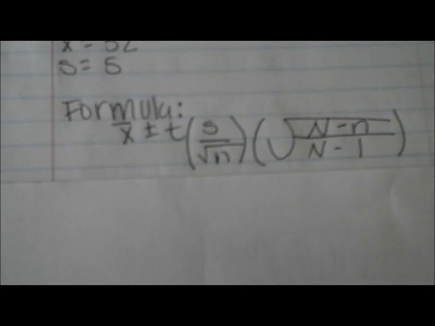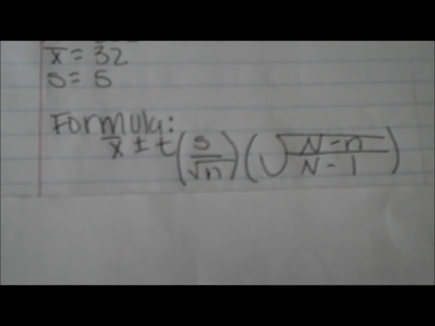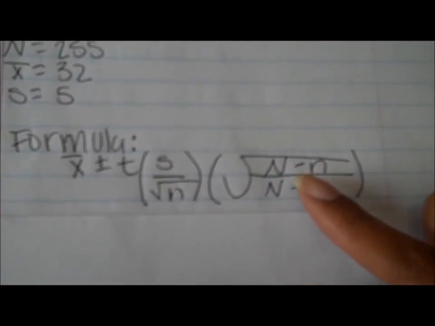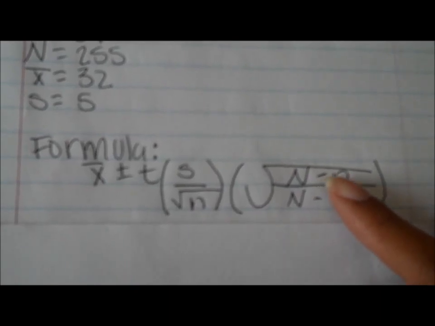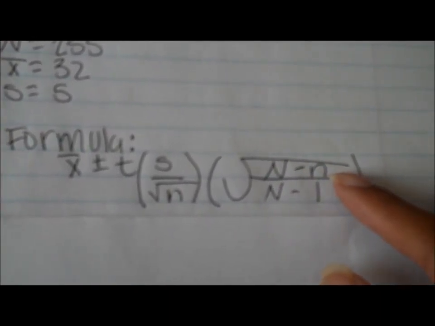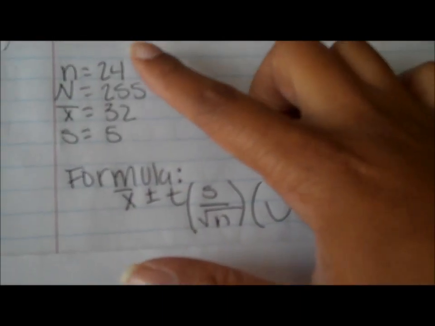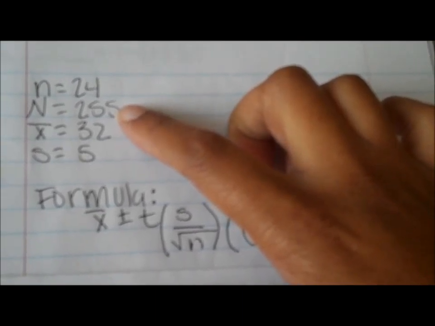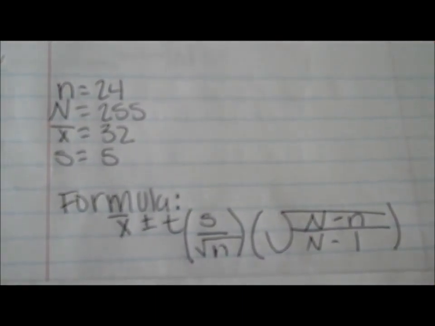Okay, the formula for this problem is X bar plus or minus the t-value times the sample standard deviation divided by the square root of the sample size. And we also have to factor in the finite population correction factor, which is the square root of capital N minus little n divided by capital N minus 1. And the reason we do that is that little n divided by big N is greater than 5%, and it's 0.09.